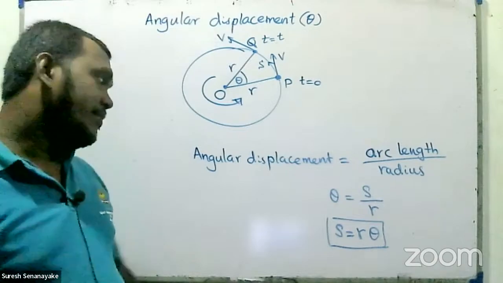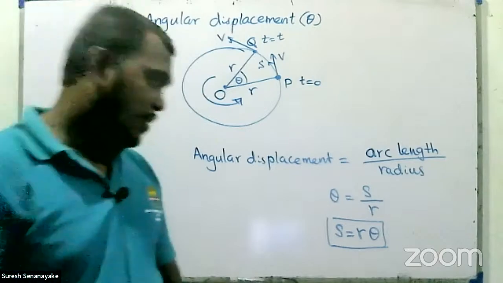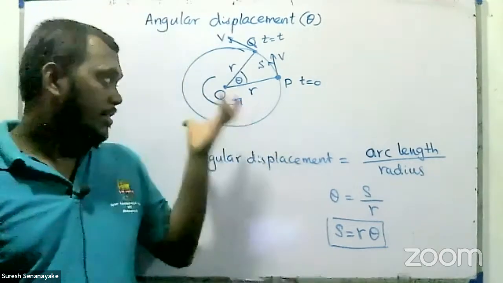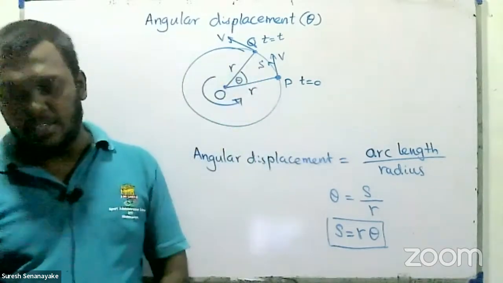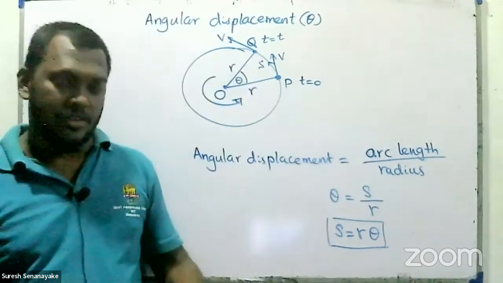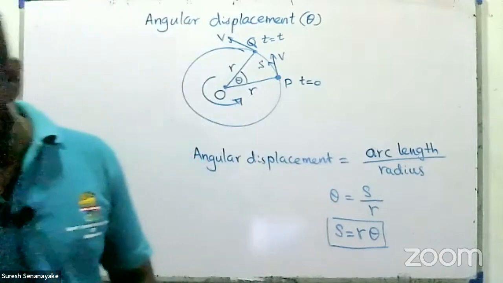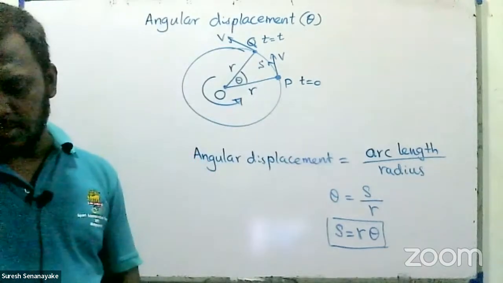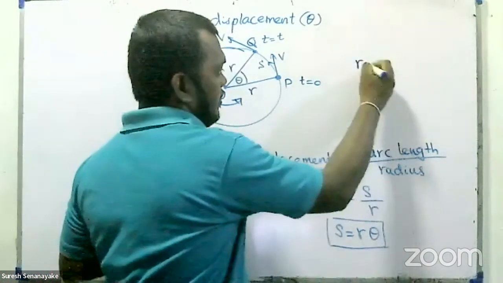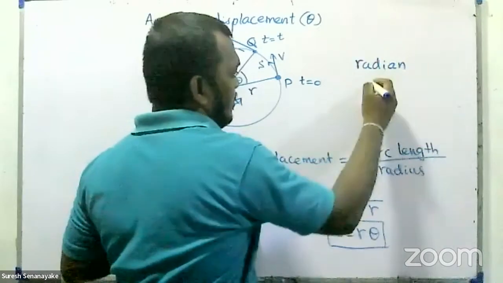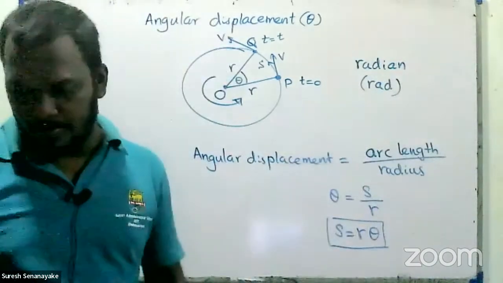Then, what is the SI unit of angular displacement? It's not degrees. It is measuring the angle, but its SI unit is the radian. We are not using degrees in this calculation; you need to convert to radians. The SI unit of angular displacement is the radian. Its symbol is rad.